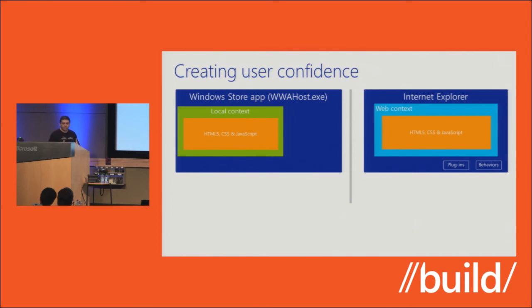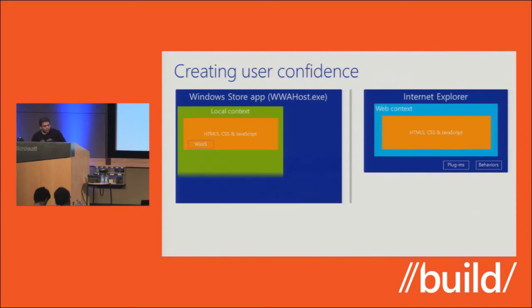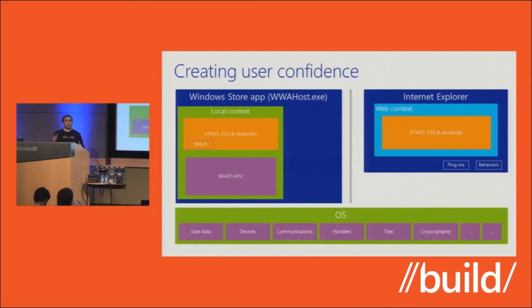Now, you're focused on, hey, how do I write my code, and what kind of code do I write? Well, they both have HTML, CSS, and JavaScript. It's the exact same, again, same engine, same performance, same everything. So on that side, you're not going to see a difference. Your code will be reusable. Now, when you're running in local context, you will have access to the WinRT APIs, which in turn give you access to the rest of the operating system.